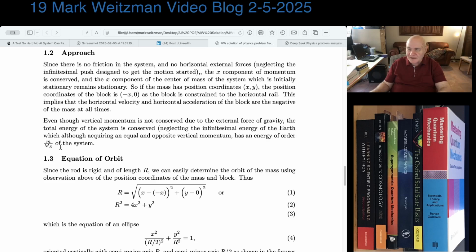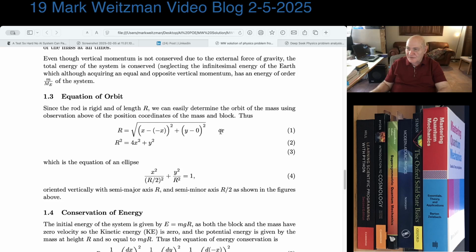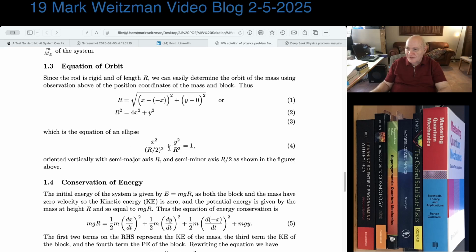It's down by like m over M, so it's completely negligible. Now, I quickly get the equation of the orbit, which is just that the two things are separated by distance r because the rod is rigid and has length r. So this is the equation, and it's an ellipse.